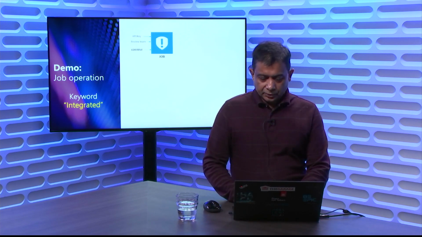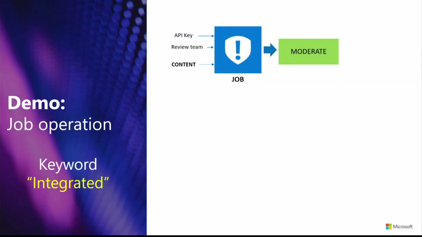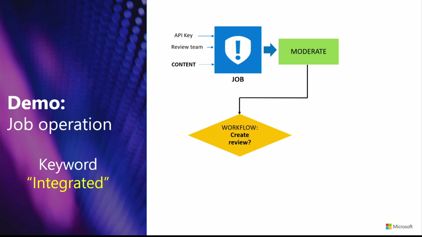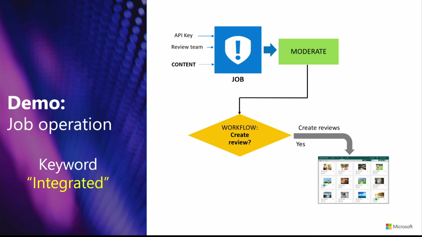And so if we look at this, the way it works is that you're creating a job, passing in your content. The job is starting a moderation process, evaluating your workflow, and then deciding whether to create a review or not. And if the evaluation returns to say yes, create a review based on the scores and the thresholds, it will create a review in a review tool, and it will submit your data back to your API endpoint if it's provided as a callback. Otherwise, it will just stop there. So yes, the keyword there is integrated, because this is really a one-step solution to a number of things that are going on at the same time.